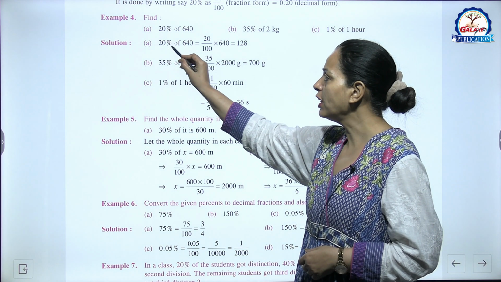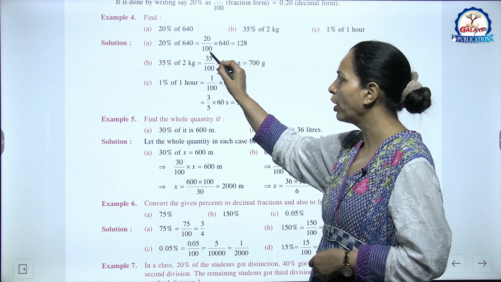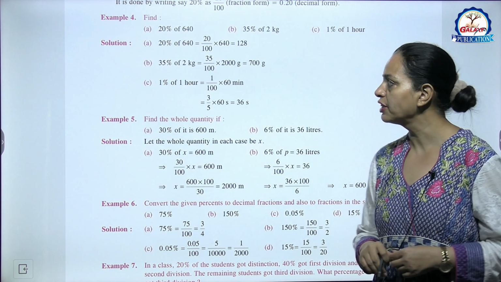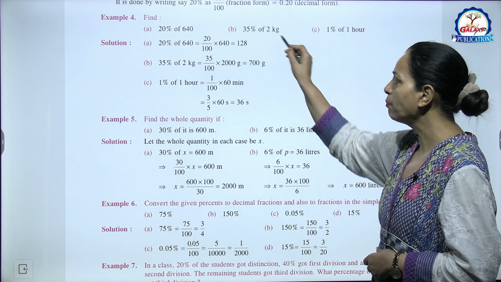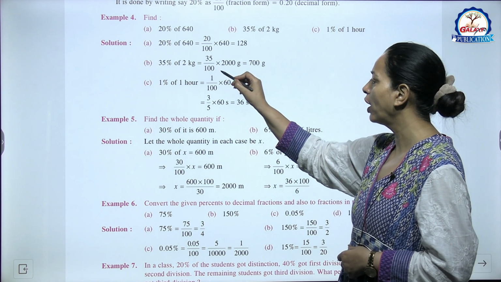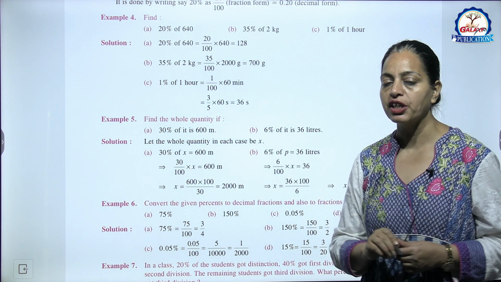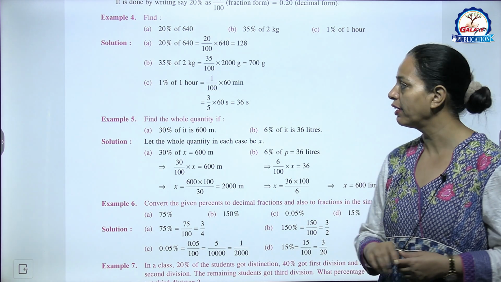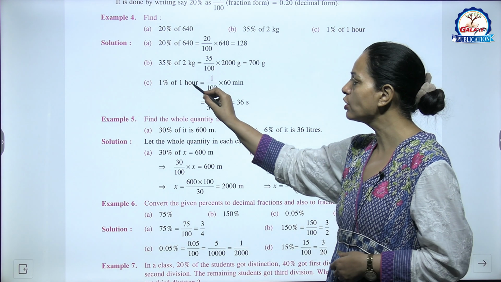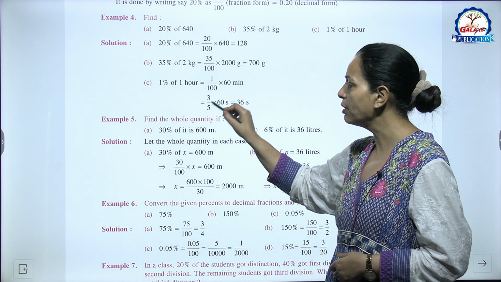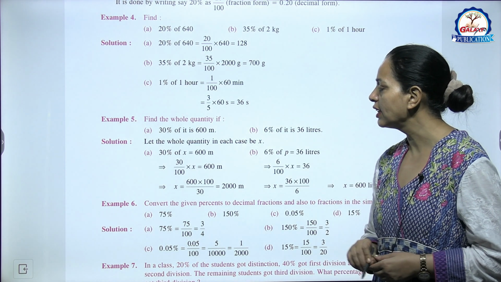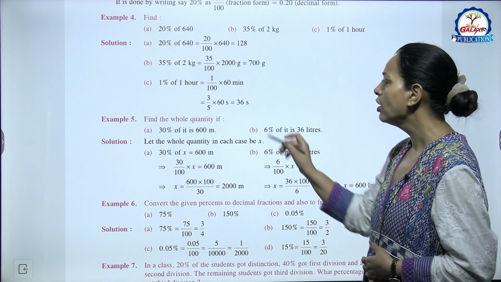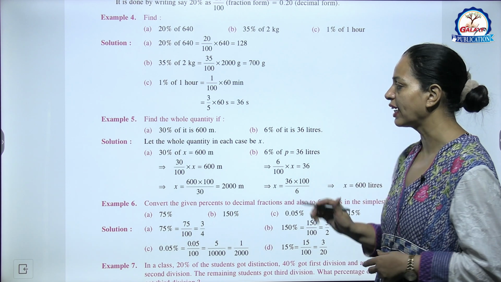Now example 4, find 20% of 640. A part, 20% of 640, 20 upon 100 into 640. Cut the zeros, answer is 128. B part, 35% of 2 kg, 35 upon 100 into 2 kg को हम change कर देंगे ग्राम में, 2000 ग्राम. Cut the zeros, answer is 700 gram. Now C part, 1% of 1 hour. Hour means 60 minutes. Cut the zeros, answer is here 6 upon 10 minutes. अब इसको हम convert कर देंगे seconds में. So answer is 36 seconds.